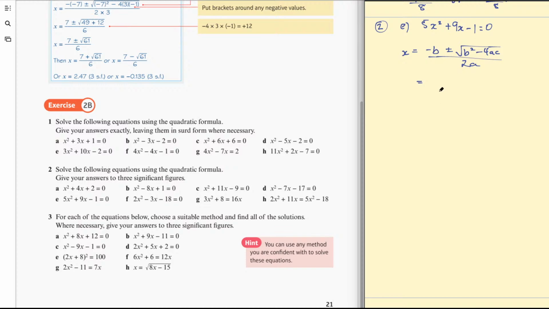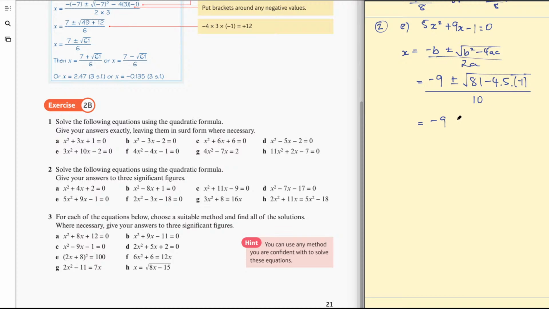Remember, b is the coefficient of x. This is negative 9. Positive or negative b squared. 9 squared is 81. Take 4 times a is 5 times c. c is negative 1. Over 2 times a is 5, so this will be 10 in the denominator. Sorry, I just lost my place for a second.